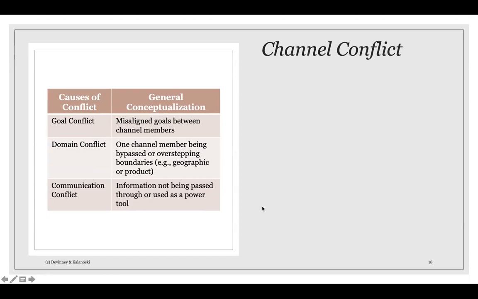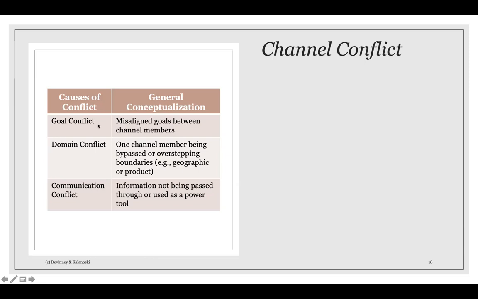But channels also have conflict components to them. One of the most common reasons why problems arise is because the goals of the distributors, the goals downstream, are not the goals upstream. There's a difference in the nature of the profit equation, for lack of a better way to think about it, between how profits are made by somebody downstream in the value chain, operating at that level, and somebody operating upstream.